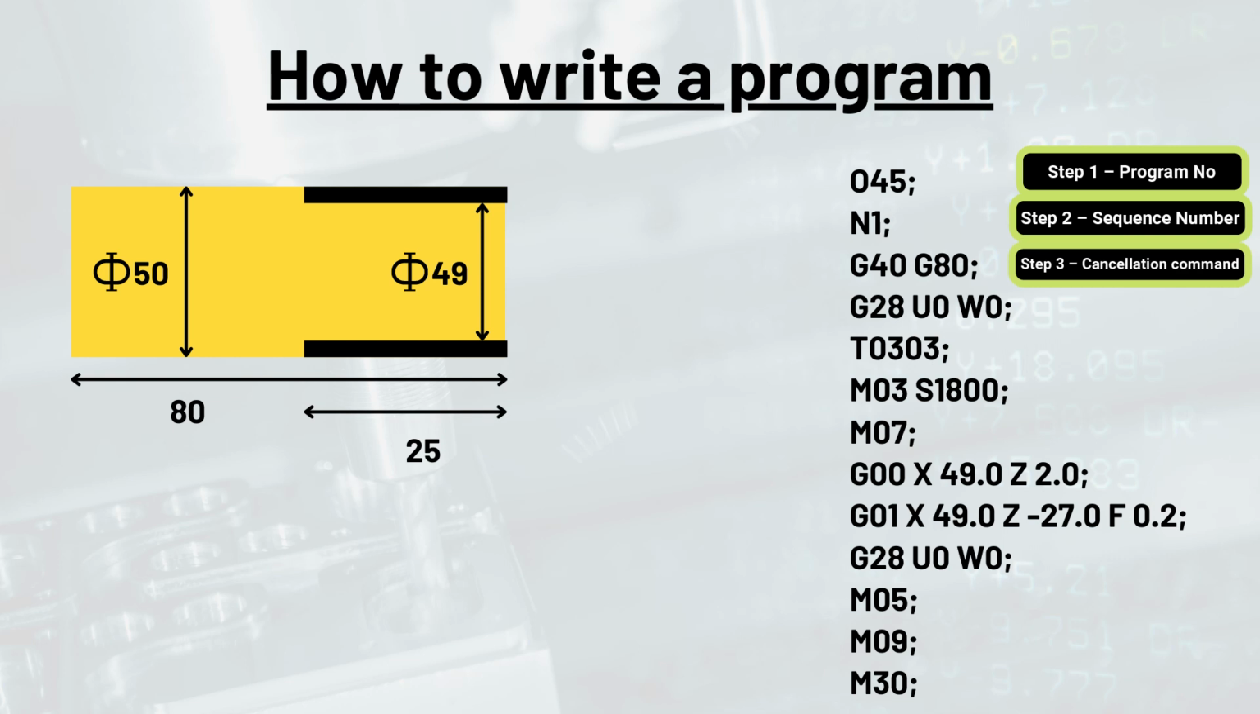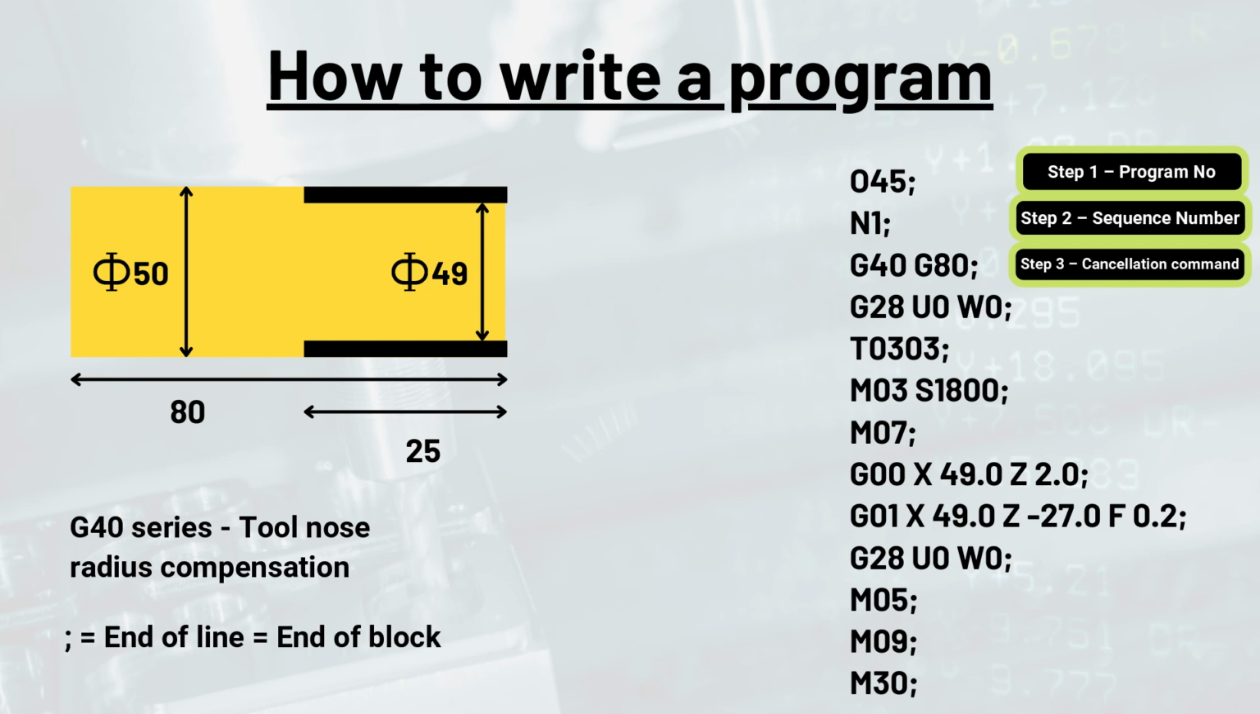The third step is cancellation command. In this step, we cancel some pre-existing commands in the system, like that of G40 series, which is for tool nose radius compensation, and G80 series. This is a precautionary measure to avoid any mishaps and accidents. But it is not mandatory. You can skip this particular line of code. The semicolon here is provided at the end of every line of program to end it right there. It is called end of block command.